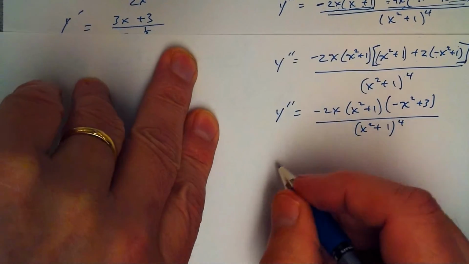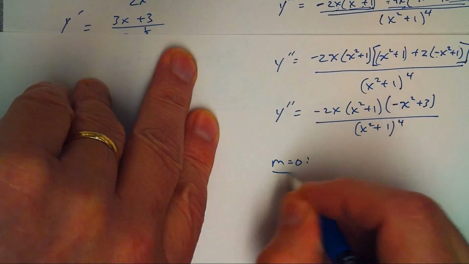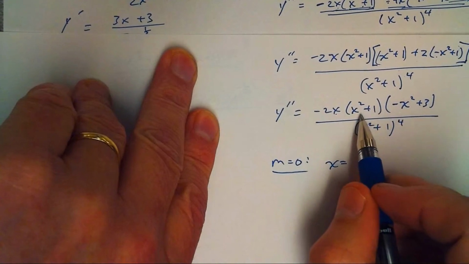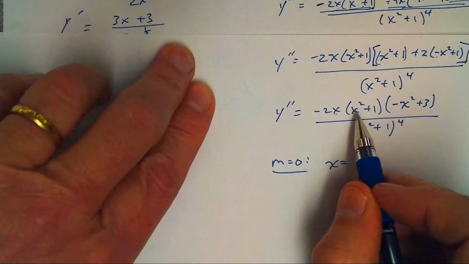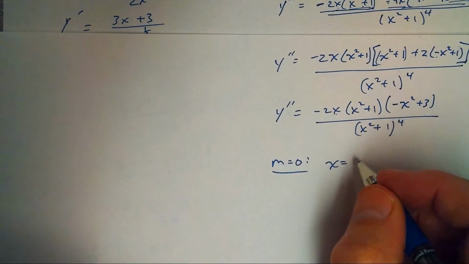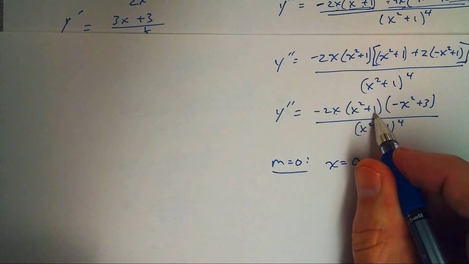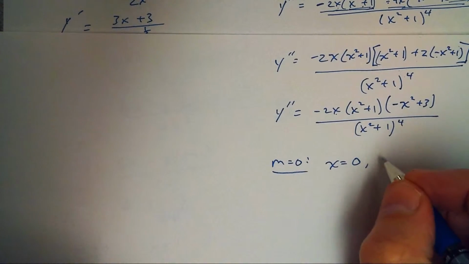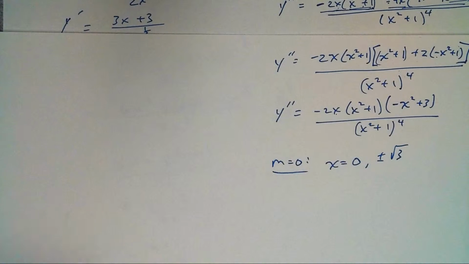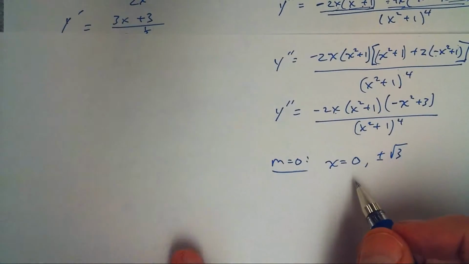So now, when is our slope 0? Well, x is a factor, so when x equals 0. This would lead to x equals plus or minus square root of negative 1, so that doesn't give me any. But this would lead to plus or minus square root of 3. And wonder about that value of 0. So those are the values I'm going to put in.